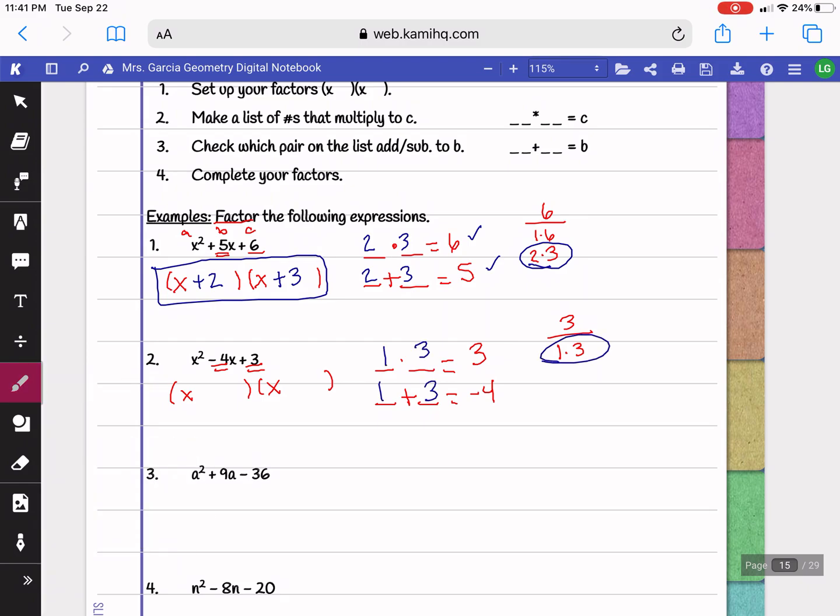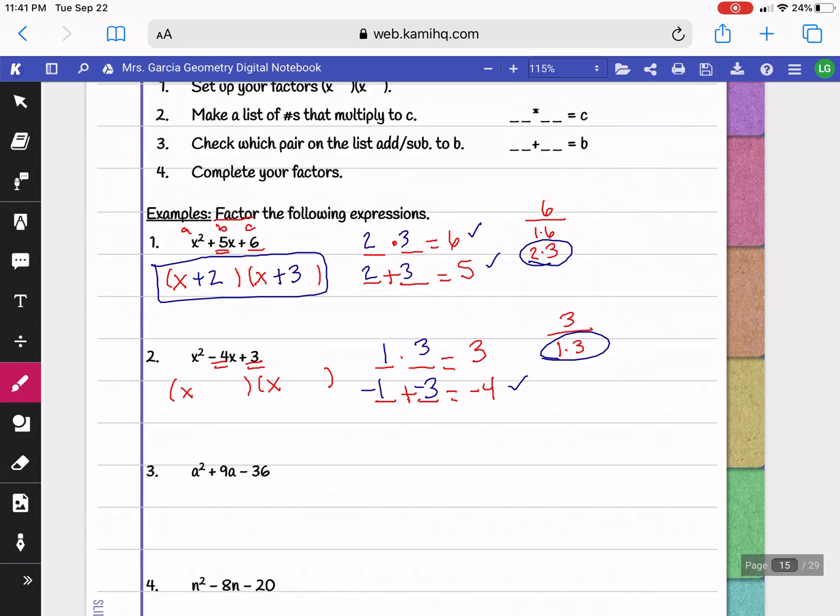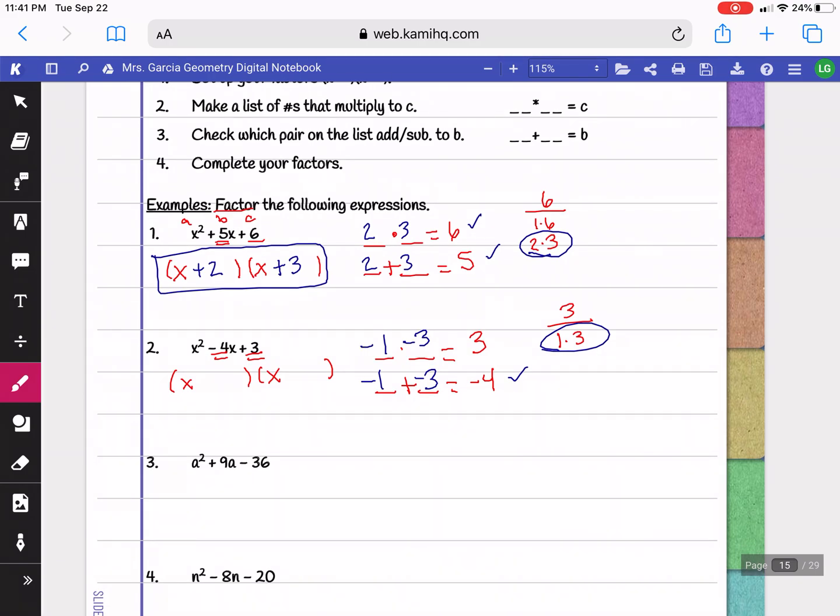But here we have to be careful, because on the bottom we want negative 4. That means that either one or both of our numbers are going to have to be negative. The easiest way to remember this is if you have to add your numbers, then they'll both be negative. If you have to subtract them, one will. So here to get 4, since you have to do 1 plus 3, that means they have to be the same signs. So negative 1 plus negative 3 is negative 4. And if you multiply negative 1 times negative 3, it becomes positive 3. So now this works for both of our blanks. So I'm going to fill in a negative 1 and a negative 3 in my factors. So my factors are x minus 1 times x minus 3.